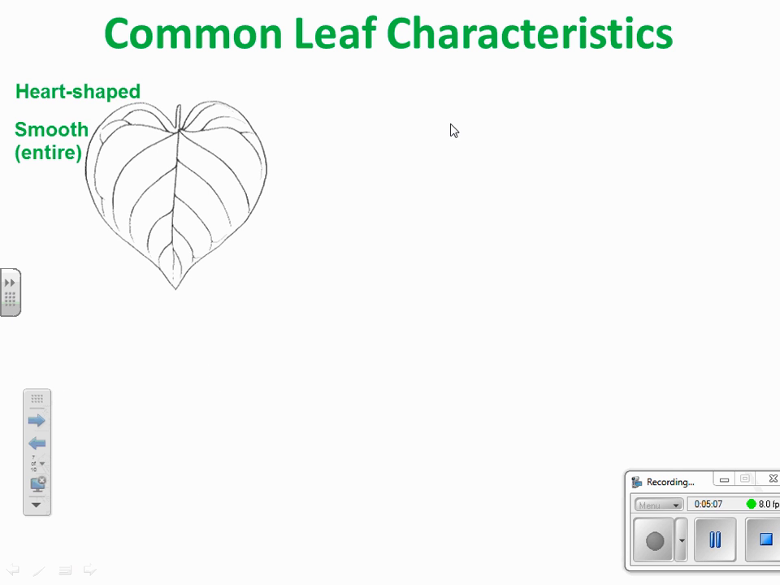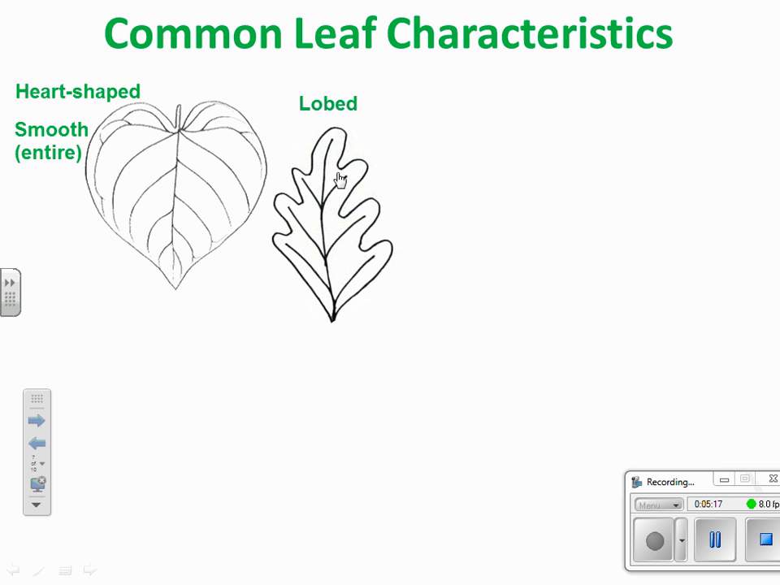Some other common leaf characteristics. This one is a heart shape. If you look at the edge, it's also smooth. Sometimes it's called entire. This one is lobed, kind of like an earlobe. This one has waves.